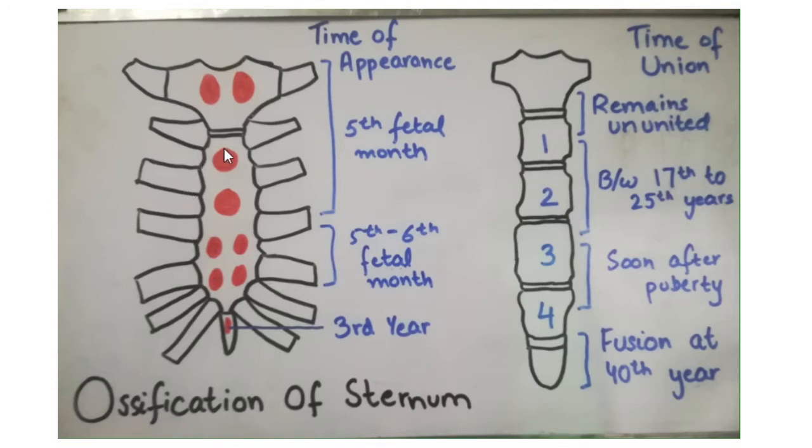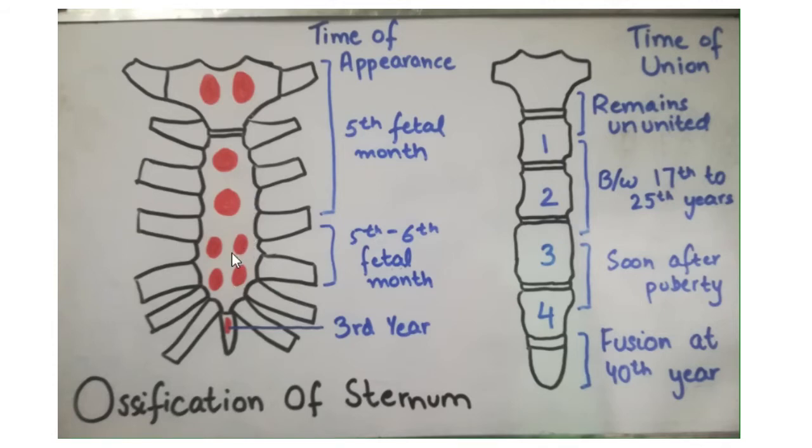Then comes the body of the sternum. The body of the sternum is formed by fusion of four segments, as you can see here, 1, 2, 3 and 4. These four segments are termed sternebrae. Each sternebra has its independent ossification center. There is one center each for the first two segments, which appear in the fifth intrauterine month.